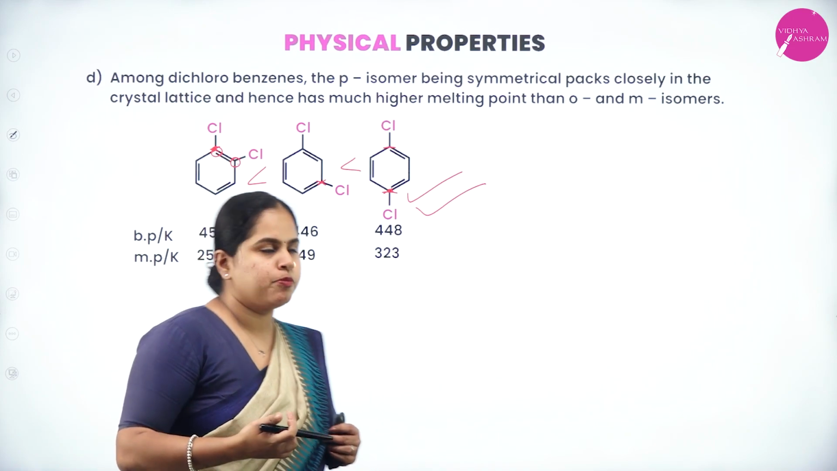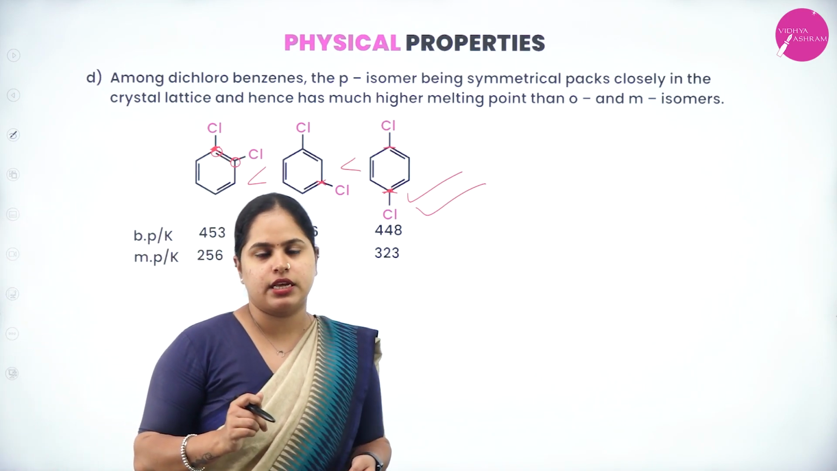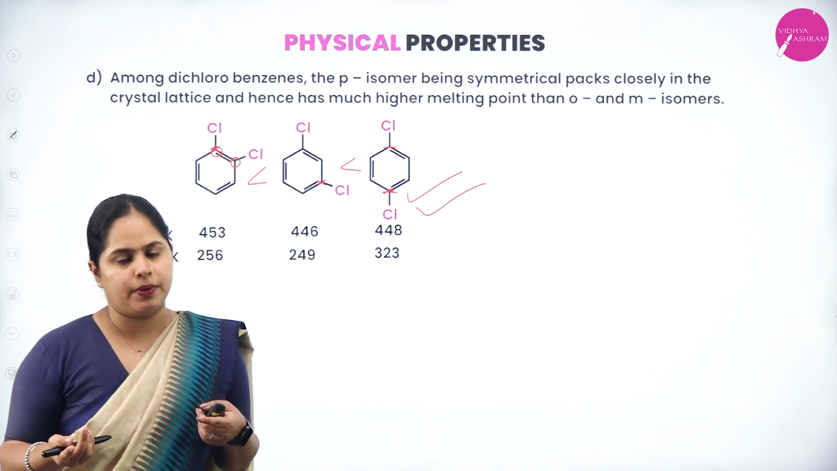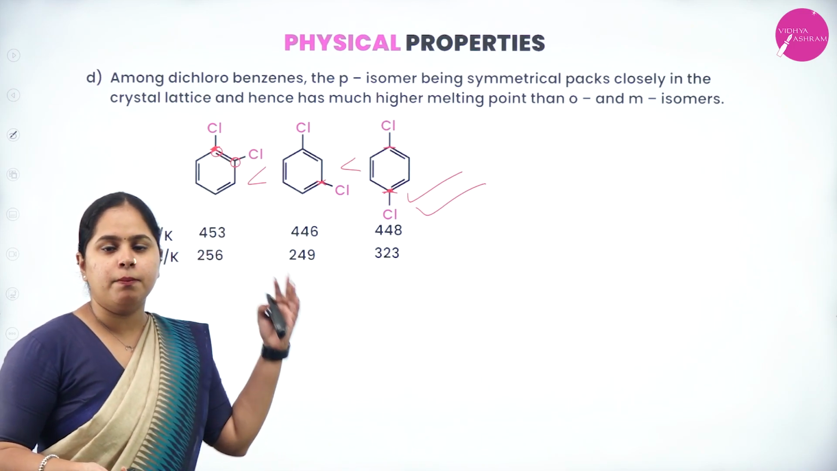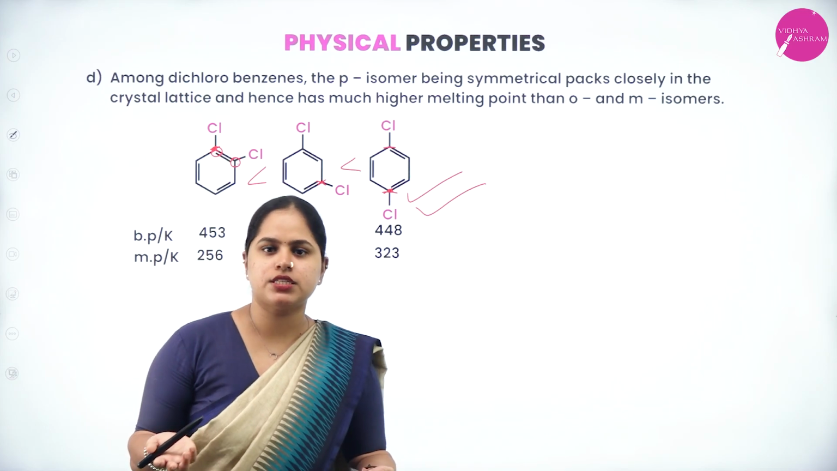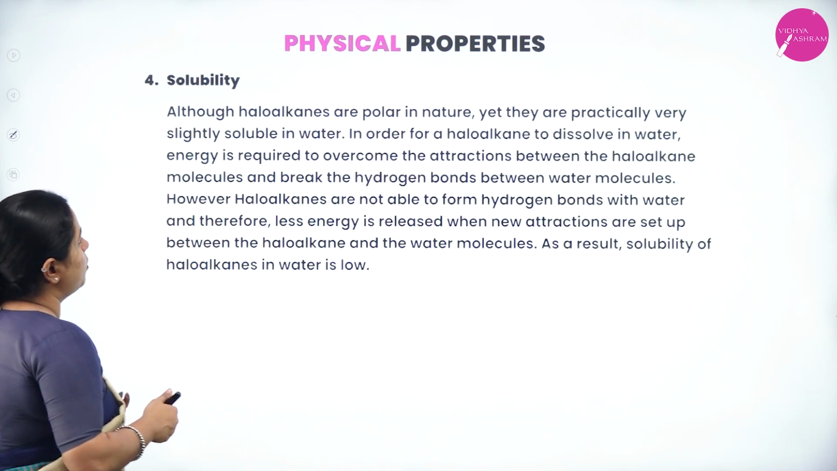So I hope it is clear, right? These points are very important to remember regarding physical properties. When the alkyl group increases, what happens? When the branching increases, what happens? When comparing para, meta and ortho, which one will have the highest boiling point and melting point? Clear? Moving on to the next one, that is solubility.